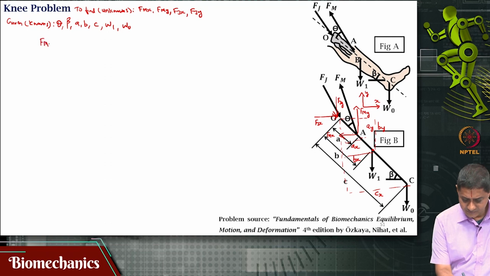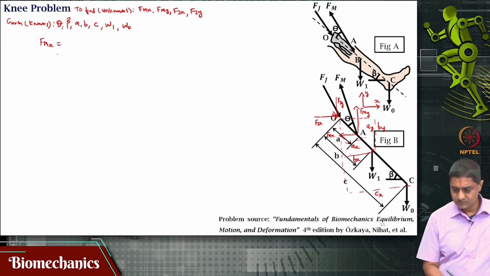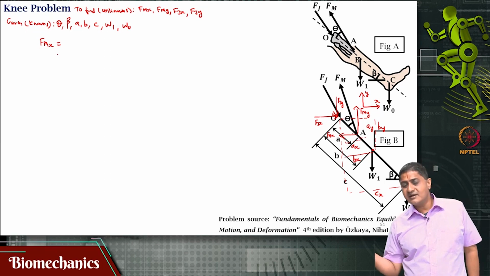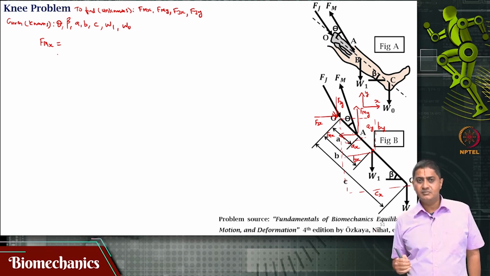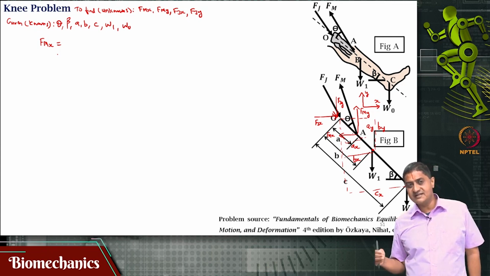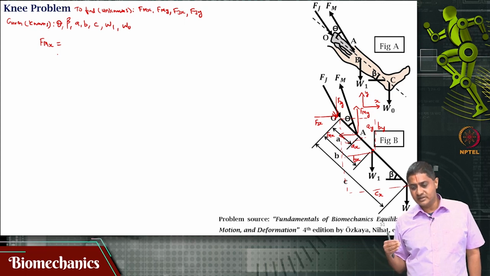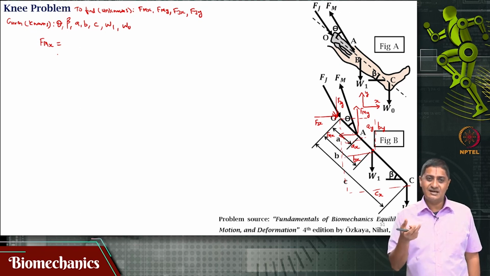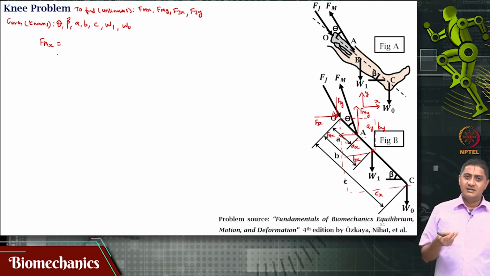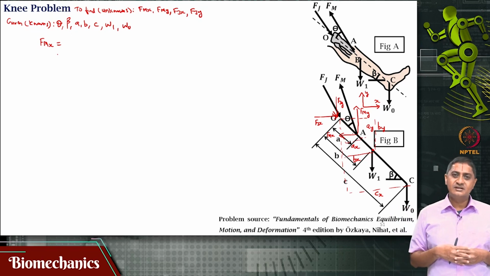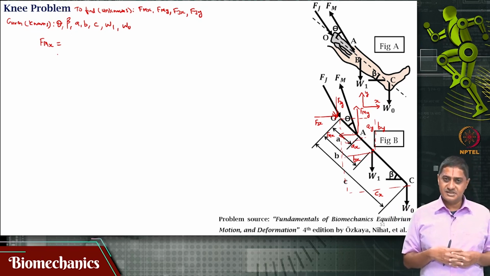Fmx is the horizontal component of the muscle force Fm. Remember that the leg itself is inclined at an angle of beta to the horizontal, and the muscle force is inclined at the angle of theta to the leg. So, the net angle with respect to the horizontal is actually theta plus beta. Is it not?